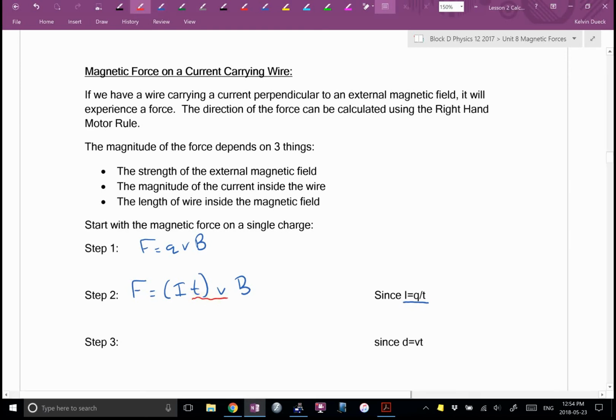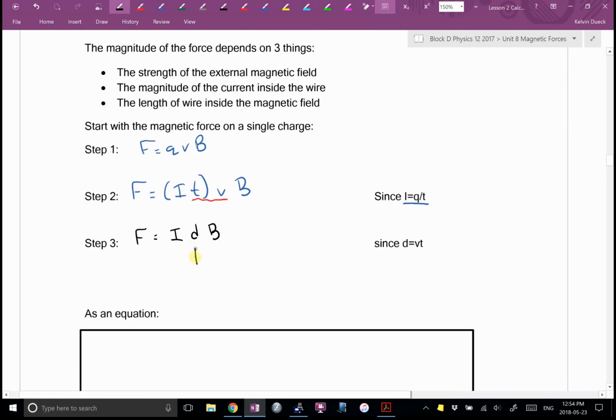Underline those two. Instead of T times V, V times T, you know what that is? That's distance if there's no acceleration, because D equals VT plus a half AT squared if there's no acceleration. So I can replace this here with distance. Where this distance is the wire length, the length of wire in the magnetic field. What's I? Current. What's B?